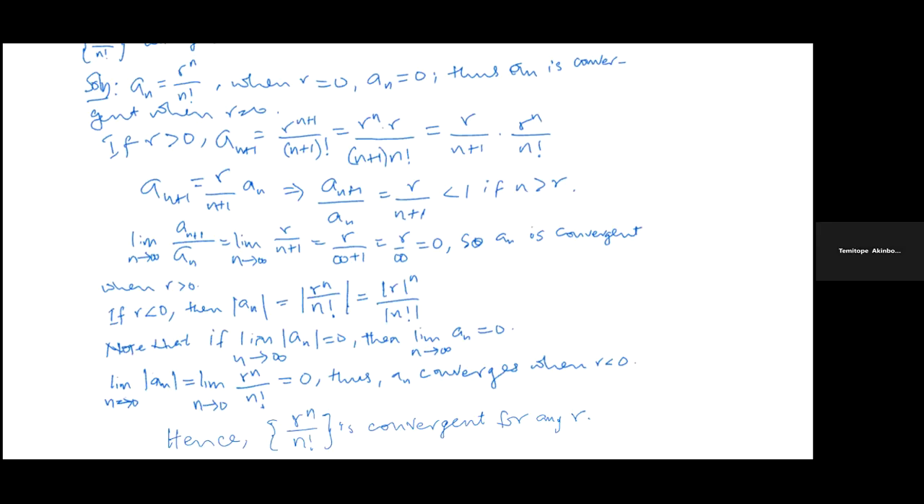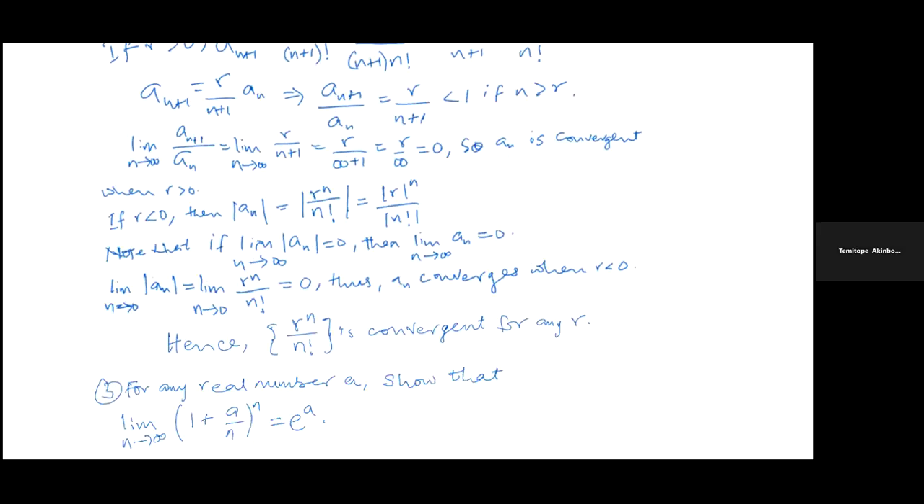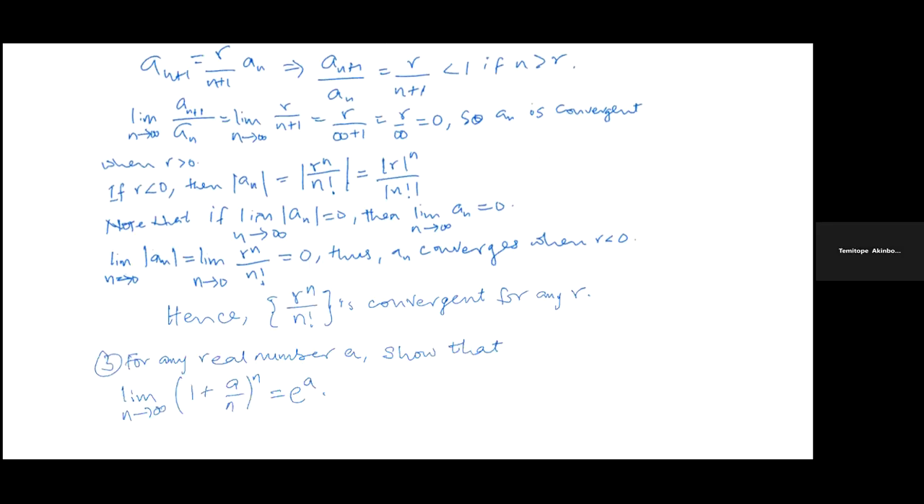Let's now consider when R is less than 0, that is negative. So we take the absolute value of an, meaning we are taking the absolute value of R raised to power n over n factorial. So separating the absolute value using one of the rules of the absolute value function, we can say that is the absolute value of R raised to power n over the absolute value of n factorial. Now take note that the limit of the absolute value as n tends to infinity is going to be 0. Then the limit of an itself as n tends to infinity will also be 0.